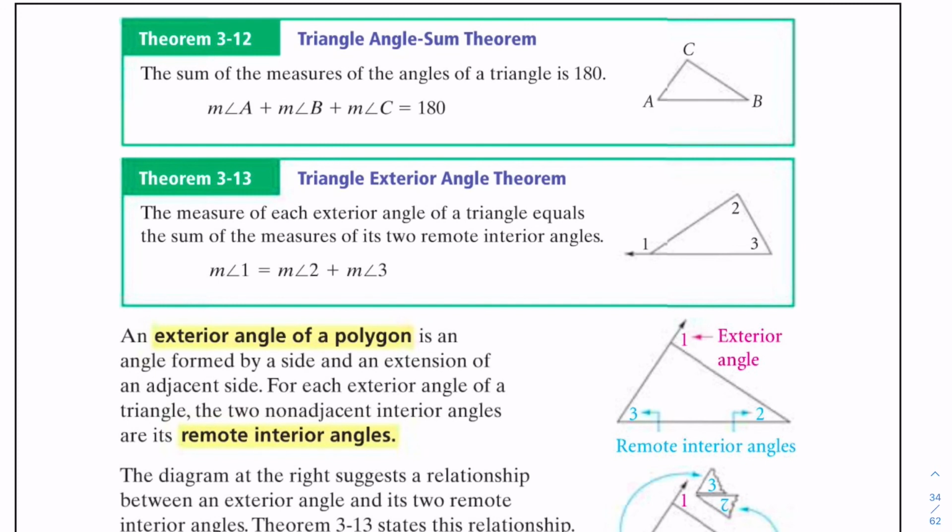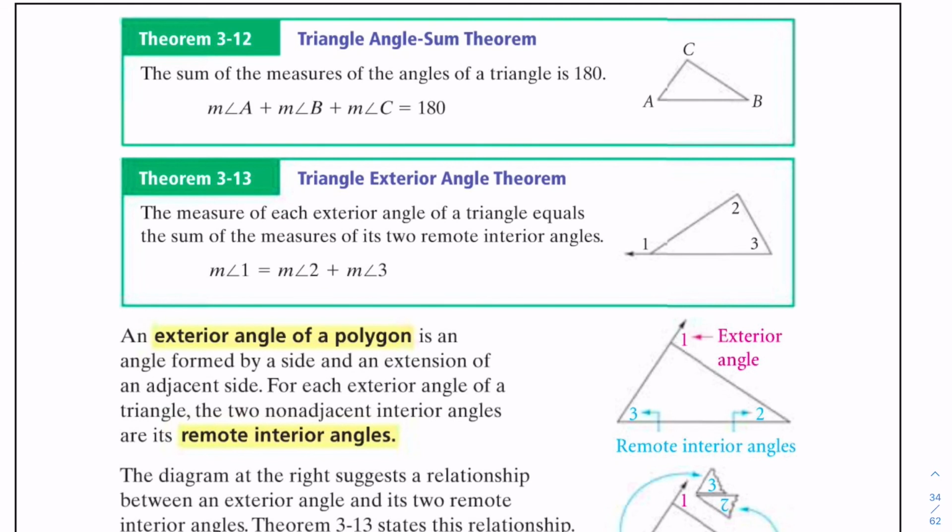So what is an exterior angle? It's when you continue the triangle on as a straight line, and that exterior angle, which you see here, is equivalent to the remote interior angles. So in this case, angle 1 is equal to the sum of angles 2 and 3. That's your visual. 2 and 3 is there, 1 is here. They add up. 1 adds up to 2 and 3.